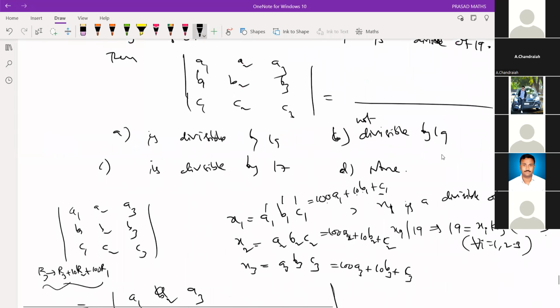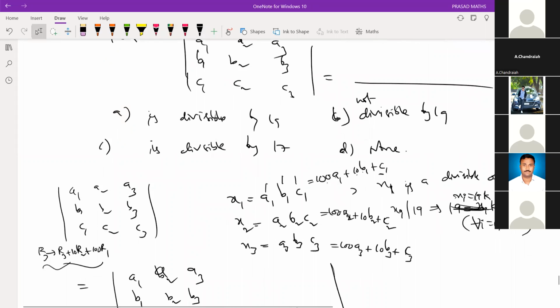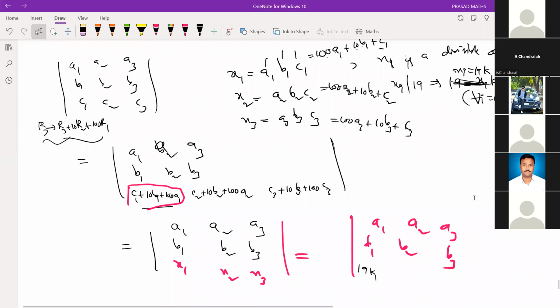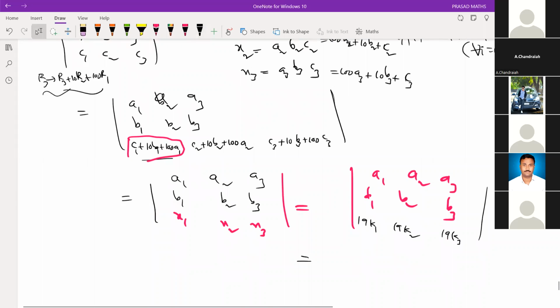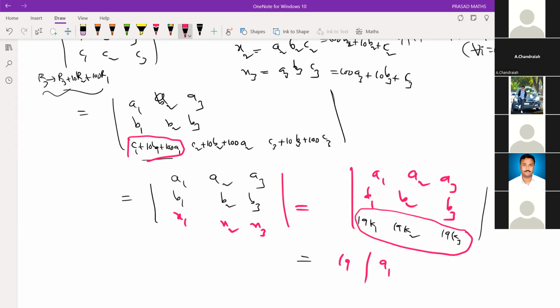Right? Therefore each entry should be in the form of 19k. Therefore this can be rewritten as 19k1, 19k2, 19k3, right? Now what you do is apply the property: the row in which 19 is common is pulled outside, with A1, A2, A3, B1, B2, B3, K1, K2, K3.